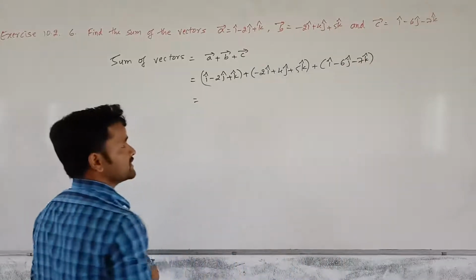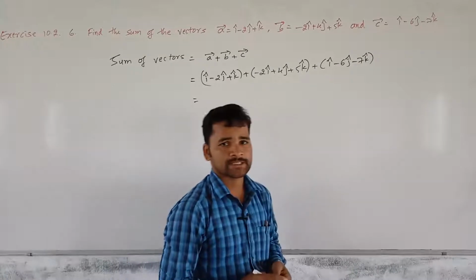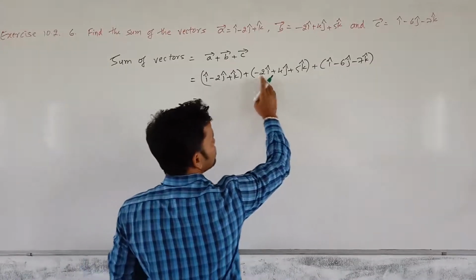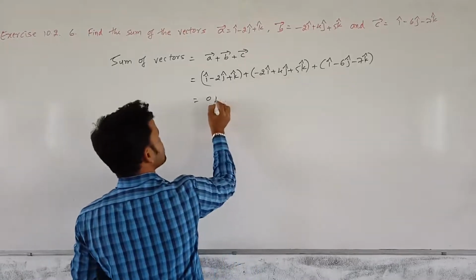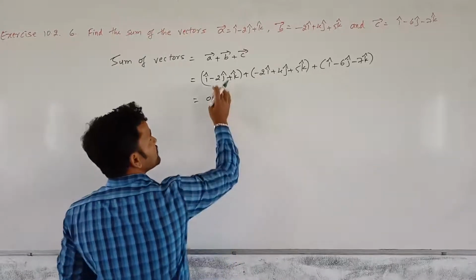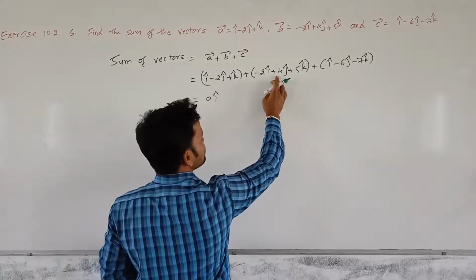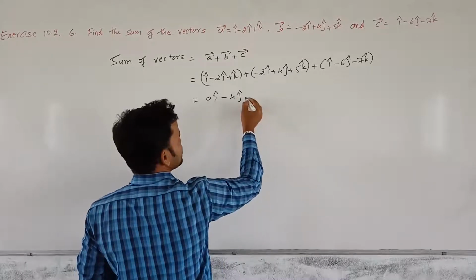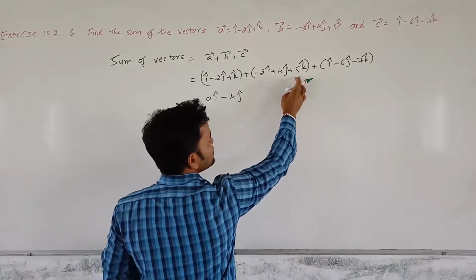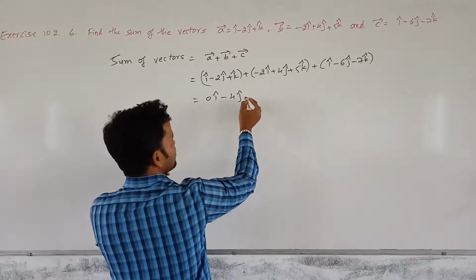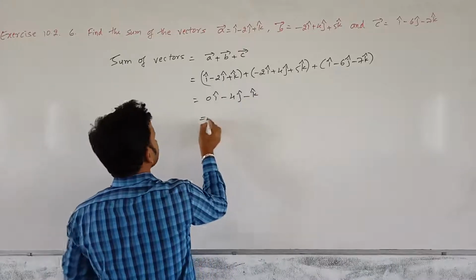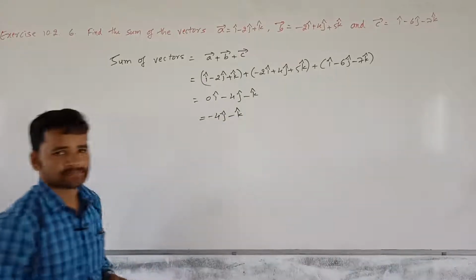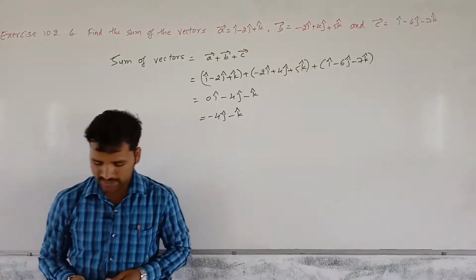This is equal to, see, how will you add? We will add up corresponding components. i minus 2i plus i means minus 1 plus 1, 0. It is 0 into i cap. Minus 2 plus 4 minus 6 is minus 4j. And 1 plus 5 minus 7, that will be minus k. So, sum of vectors is minus 4j minus k. That is about question number 6.